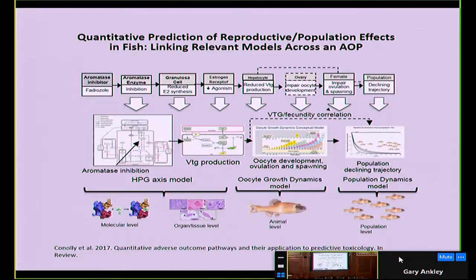The basic approach that we're using consists of three different models that are linked to one another, that inform one another. There's an HPG axis model that links aromatase inhibition to vitellogenin levels, which then feeds an oocyte growth dynamics model that predicts the amount of eggs the fish will produce, and then this can be plugged into a population dynamics model. Now this is admittedly a lot of work. This is not easy in terms of research, but it does demonstrate how you can use this sort of causality analysis to support an application for an AOP that potentially could be predictive for full quantitative risk assessment.